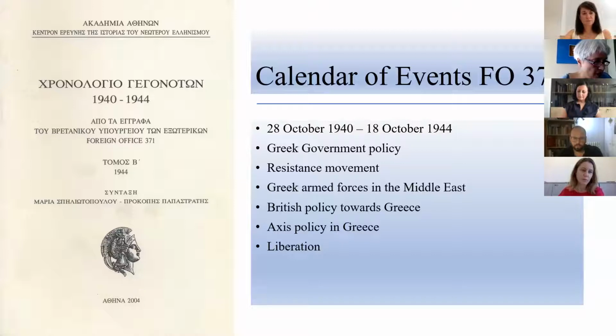The calendar unfolds day by day the most significant events as recorded in the archives of the Foreign Office, among others the policy of the Greek government in Greece and in exile, the organization and the activities of the resistance groups and of the Greek armed forces in the Middle East, the policy of Britain and the other allies, as also the policy of the occupying forces and of the Quisling government, the extensive reprisals against the population, and the everyday life in occupied Greece, famine, and other difficult situations.